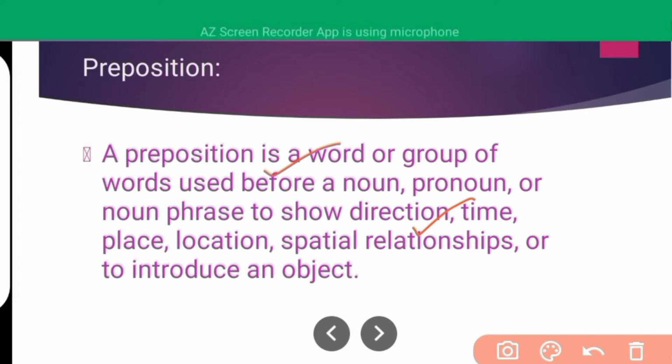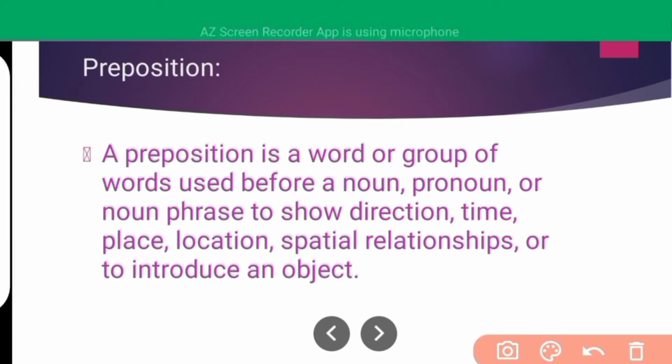For example, if I say I go to school, so in this sentence to is the preposition. क्यों? क्योंकि ये स्कूल से पहले आया है, स्कूल इज द नाउन, और सेकेंडली ये रिलेशनशिप शो कर रहा है जो वर्ब है उसका विद द नाउन, आई गो टू स्कूल.